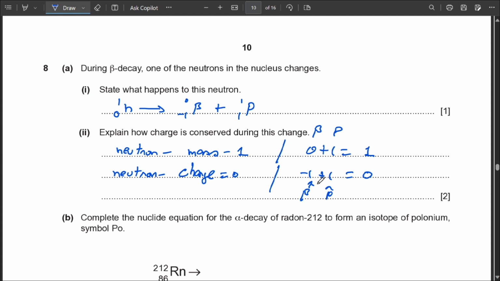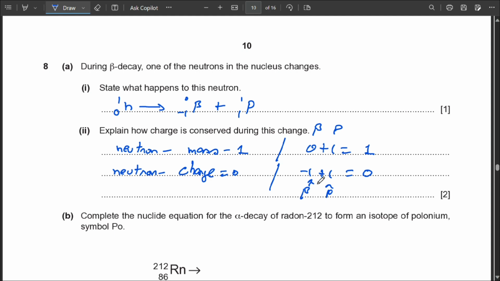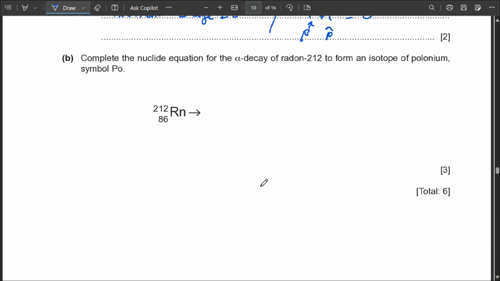Now, coming on to the B part: complete the nuclide equation of the alpha decay of radon 212 to form an isotope of polonium, symbol Po. This is radon, which is 212, 86. We know what an alpha decay is. Alpha you can write as helium nuclei, He 4 2, or just alpha, which has 4 unit mass and 2 charge.